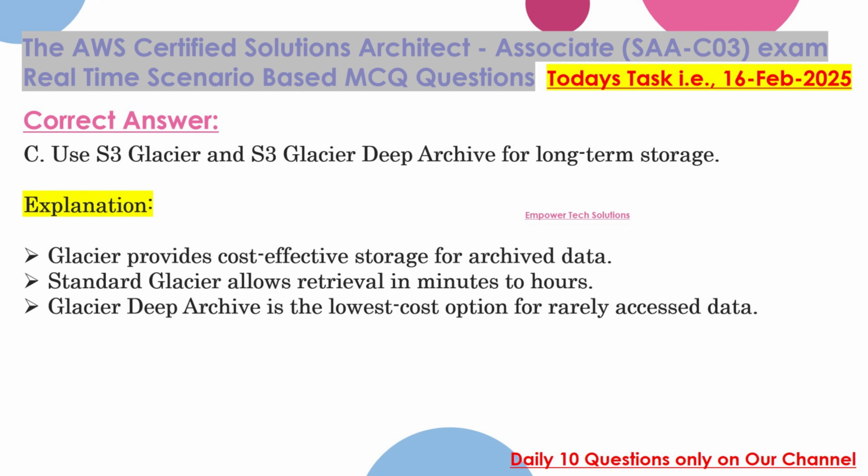Correct answer, C. Use S3 Glacier and S3 Glacier Deep Archive for long-term storage. Explanation: Glacier provides cost-effective storage for archived data. Standard Glacier allows retrieval in minutes to hours. Glacier Deep Archive is the lowest cost option for rarely accessed data.